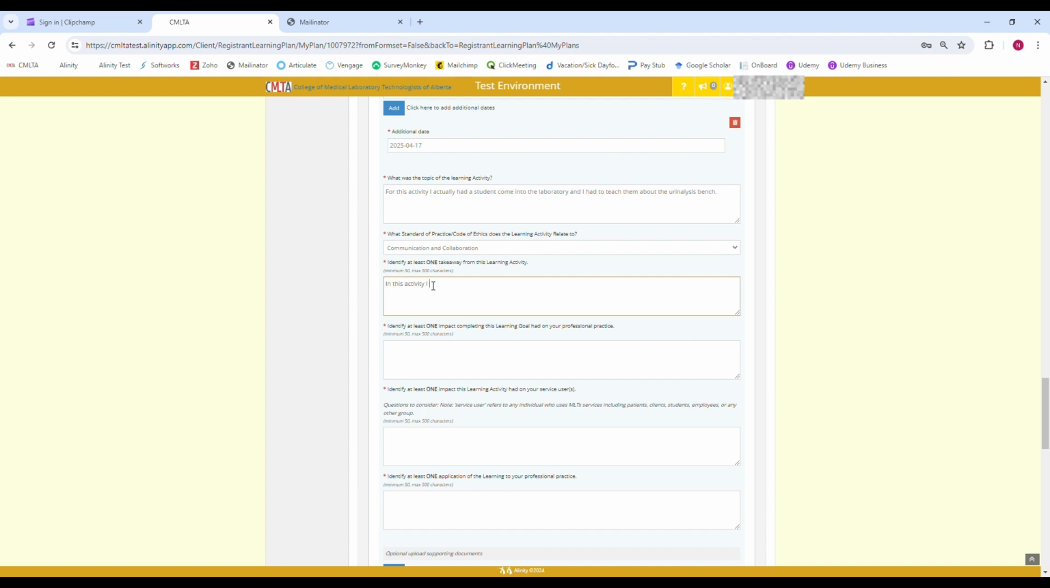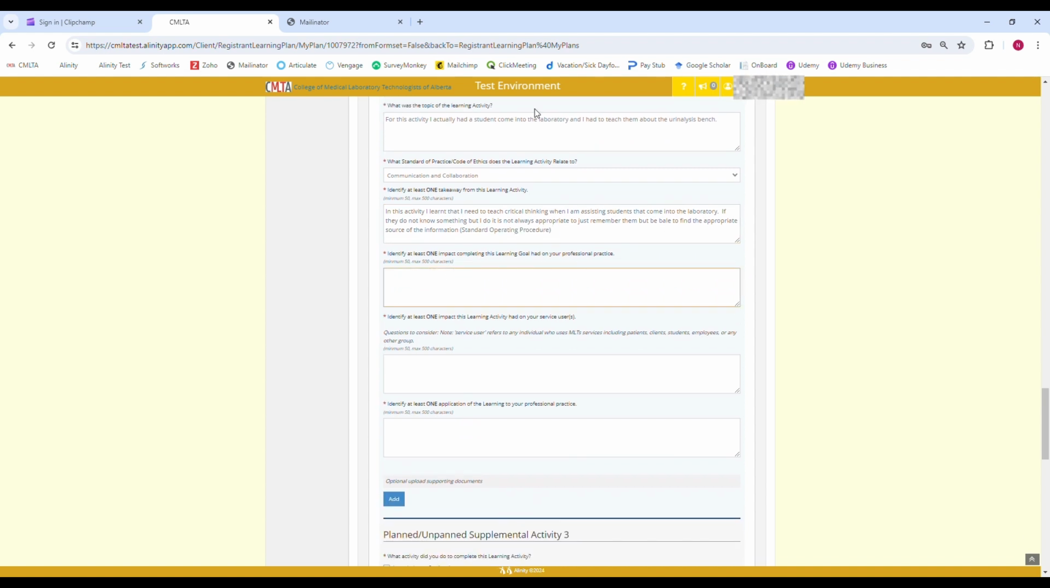The MLT must then identify at least one takeaway from the learning activity, such as, "In this activity, I learned that I need to teach critical thinking when I am assisting students in the laboratory. If they do not know something but I do, it is not always appropriate to just tell them and hope they remember, but teach them how to find the appropriate source of the information, such as the standard operating procedure."